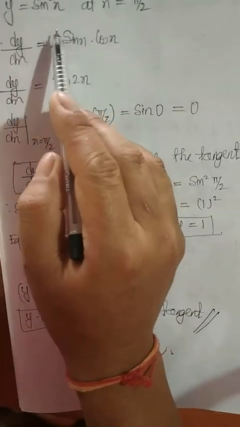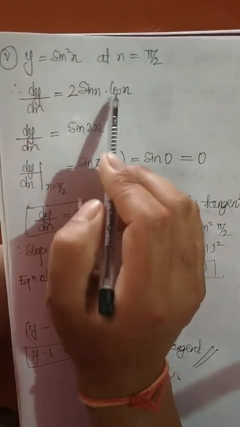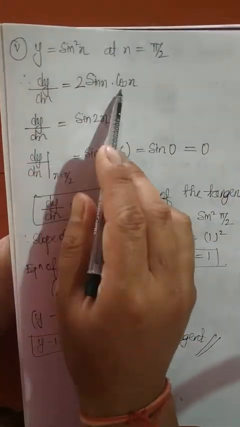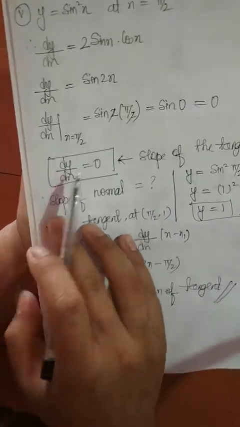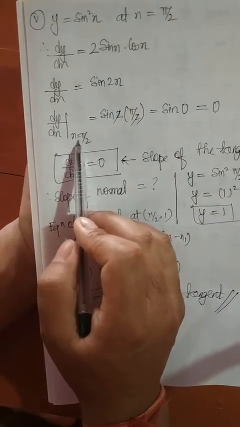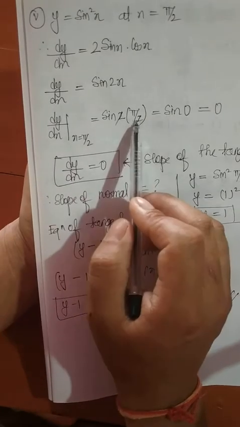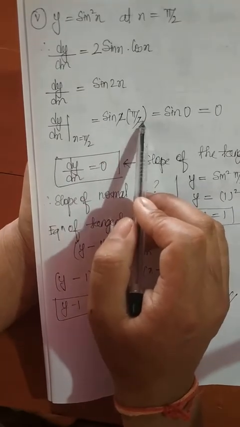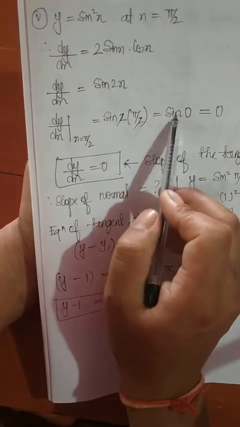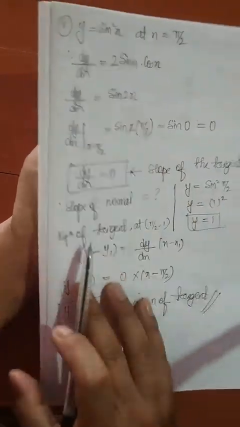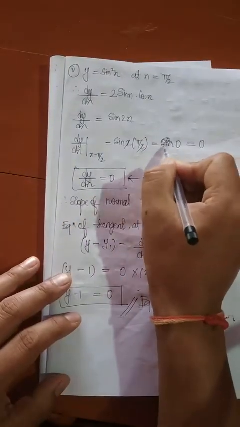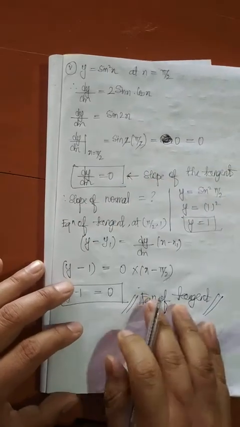So dy by dx, you know how to differentiate. 2 sine x cos x. Now the formula is sine 2x. So therefore slope at x equals to pi by 2. If you put the value x equals to pi by 2, 2 and 2 gets cancelled out. Sine pi is 0 straight away. So hence the slope is also 0.